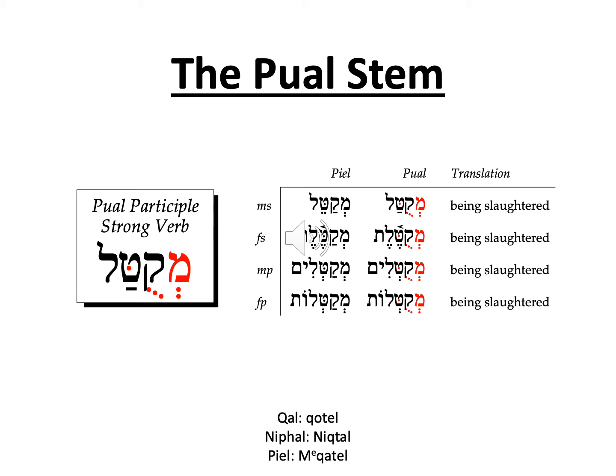Here you can see, again, we have that mem prefix with a vocal schwa that tells us we are either in the Piel or the Pual. In the Piel, it's followed by a patach. In the Pual, it's followed by a qibbutz, still with that second root letter dagesh and the patach.